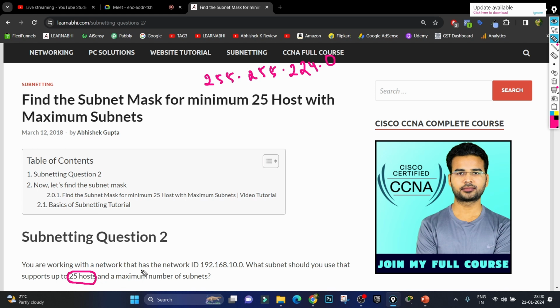Right. Step number one of doing subnetting, tell me what it is. You are making the same mistake every time. What is step number one of doing subnetting? Identify the class of the IP address. So this IP address belongs to which class? Class C. So in class C, what is the default subnet mask? 255.255.255.0.